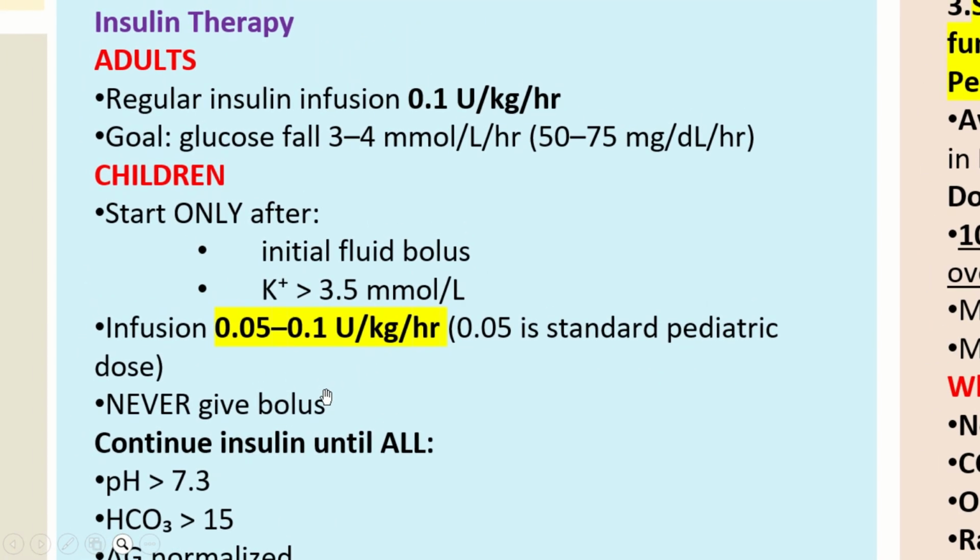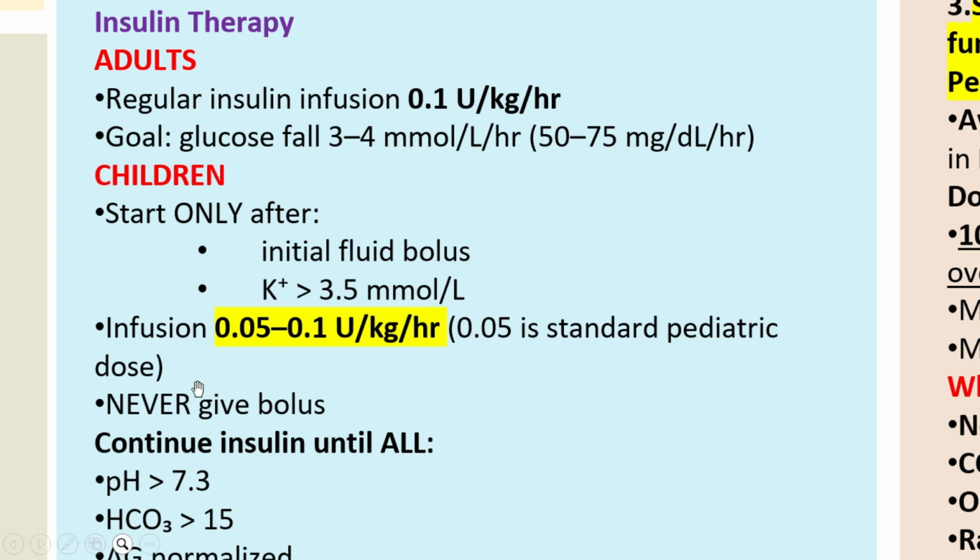Then in children, you want to start only after you have given that initial fluid bolus. Even in adults, most of the time you might give that initial fluid bolus and give them a while you check the potassium to see where you can start insulin. So in children, you are going to give insulin only after you have given that bolus and corrected the dehydration. And then you start insulin if they have potassium greater than 3.5. Remember, insulin pushes potassium back into the cells. So if you give insulin and potassium is less than 3.5, this patient is going to have hypokalemia. This is going to predispose them to cardiac arrhythmias.